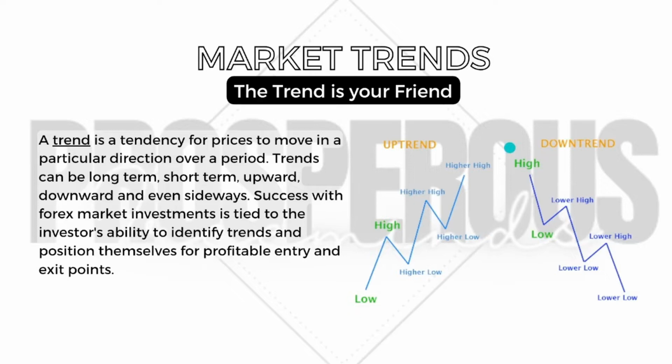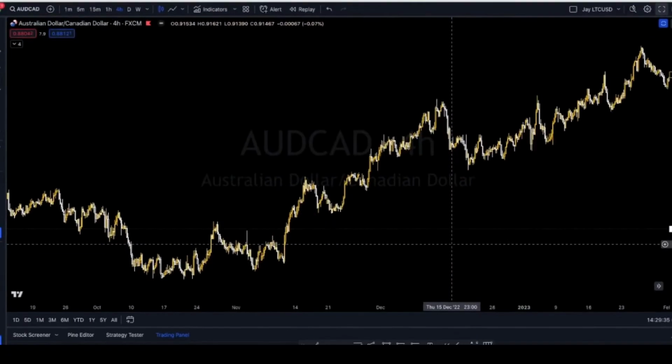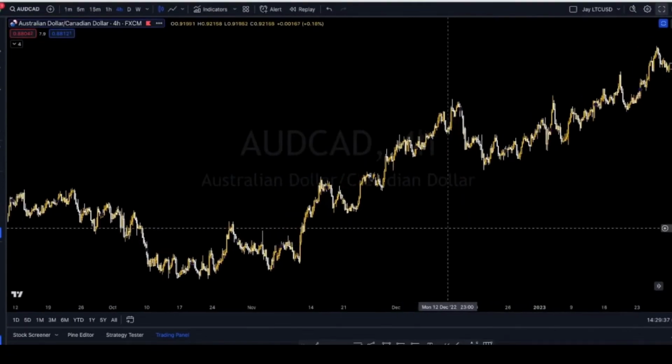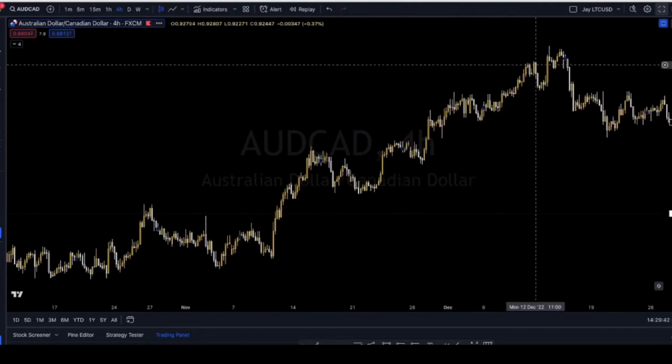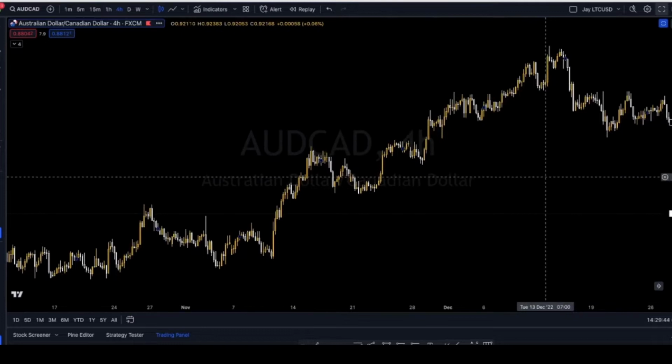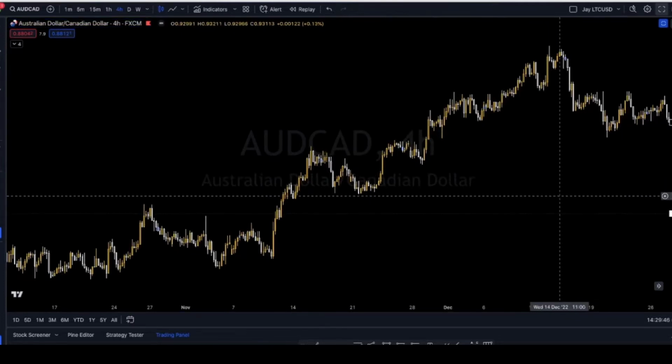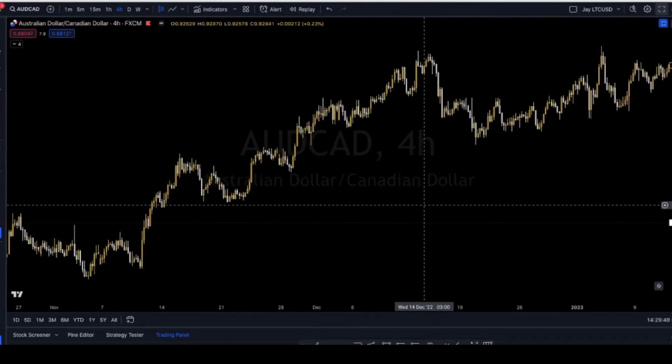So let's look at real life examples on the charts. Now we're back at the AUD CAD, and this whole area here is an uptrend. As you can see, the market is moving upwards. Now let's see how I identify this being a trend and where the low and high swing points are.